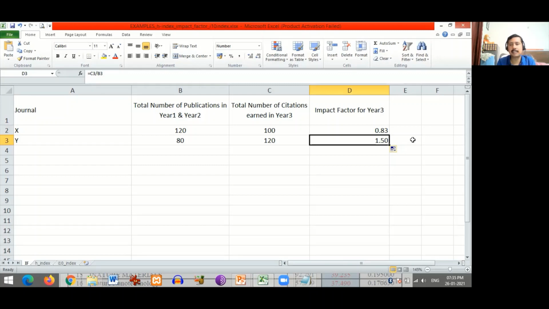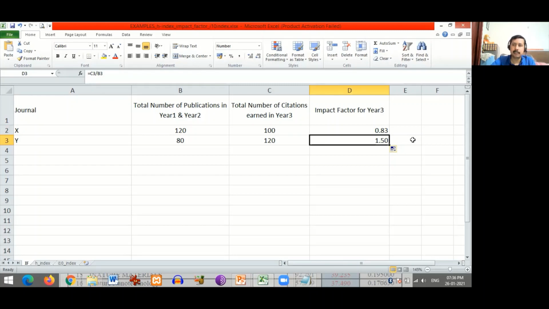So if you take this illustration into consideration, if journal X and journal Y belong to the same subject, and if an author is faced with a choice, then it's always better to go for journal Y for submitting the article because it has a higher impact factor. That means if you submit your article to journal Y and get it published, there is a chance of getting a higher number of citations. This is why journal impact factor is considered an important research metric.